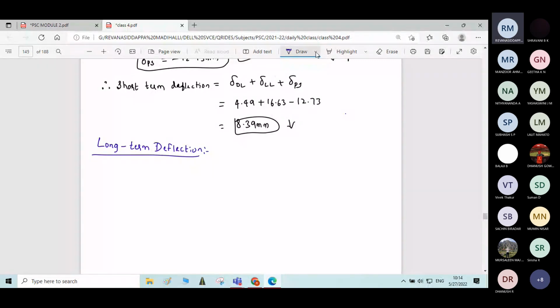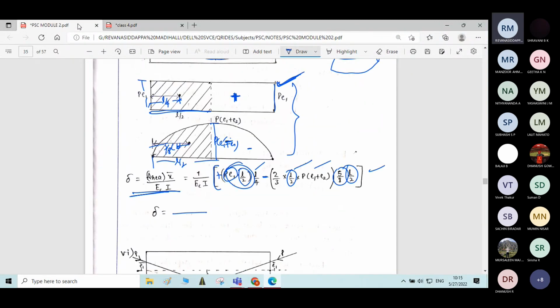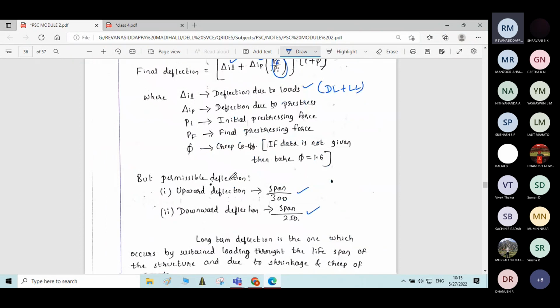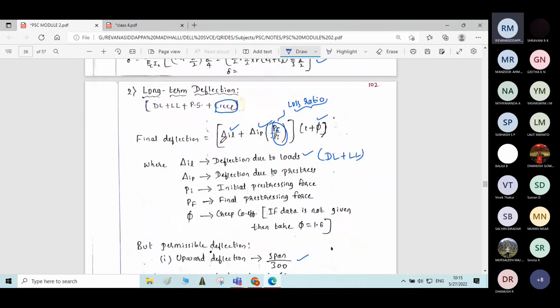Long-term deflection. Okay, so let me copy the formula of long-term deflection. What is the formula? The final deflection or long-term deflection is equal to delta IL plus delta IP into PF by PI into 1 plus pi.